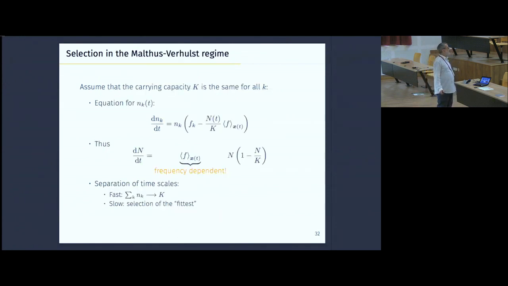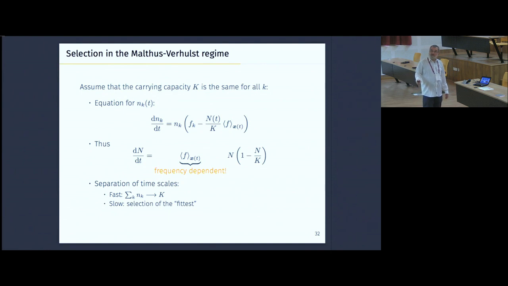Now, what happens if we take into account the Malthus-Verhulst equation? Because here I didn't really consider that. So in this case, let's simplify and assume that the carrying capacity is the same for everybody. And then you ask, what is the equation for the number of individuals of type K? It's given by something like that, in which we have to take into account the fact that the rate decreases when the total population increases. So this N of T is the total population size.